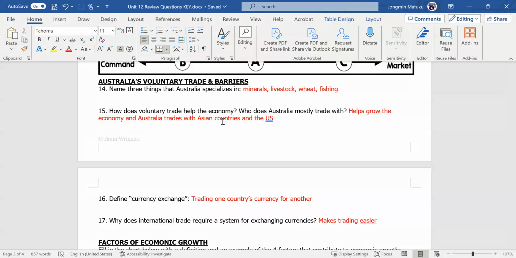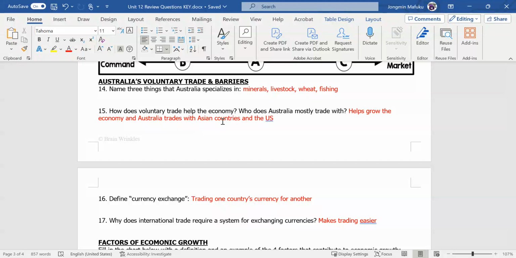Voluntary trade helps because if you don't have something, you want to get something. And if you have something, you want to exchange it for something you don't have. That makes the economy grow. And Australia trades with, of course, Asian countries and, of course, the USA.